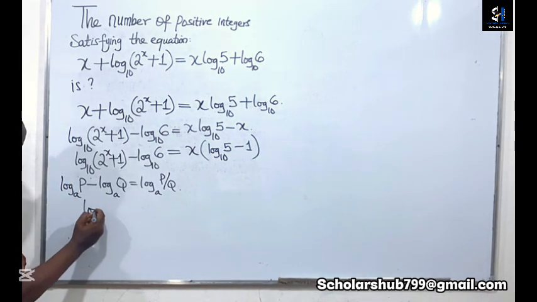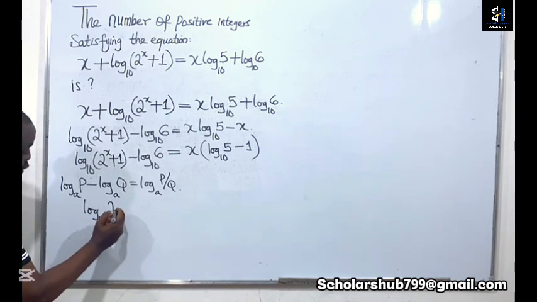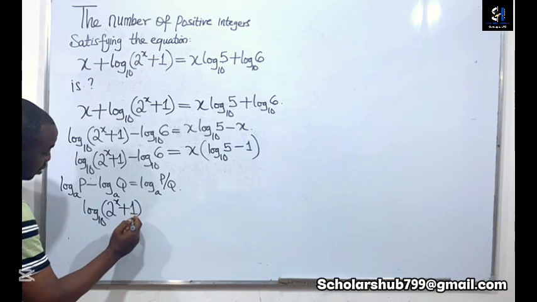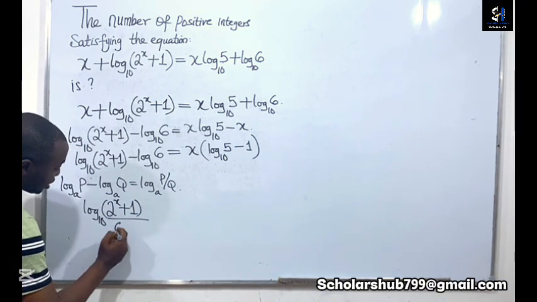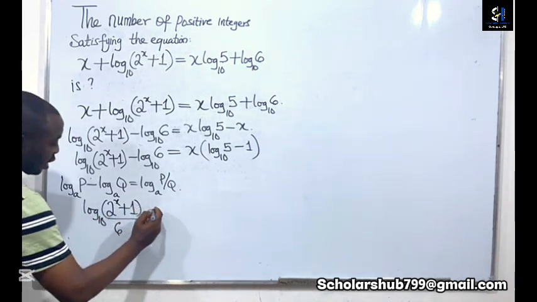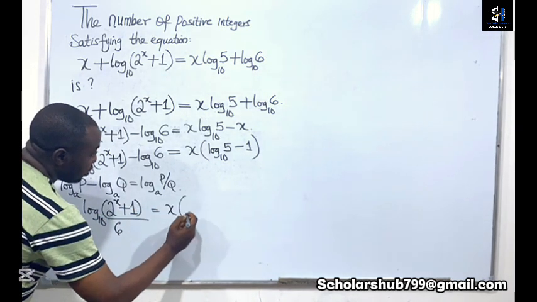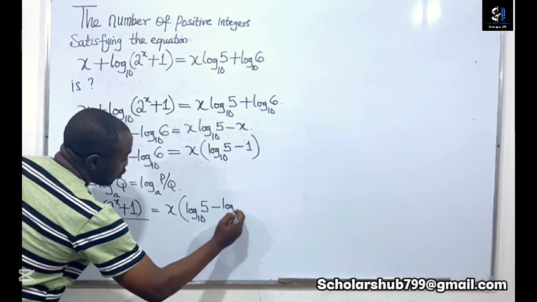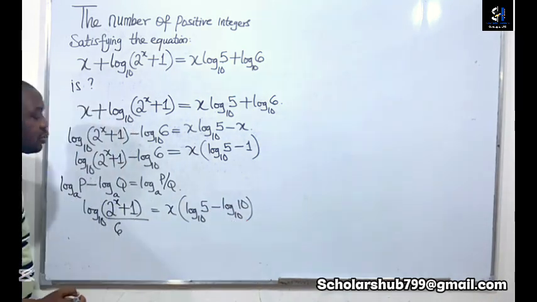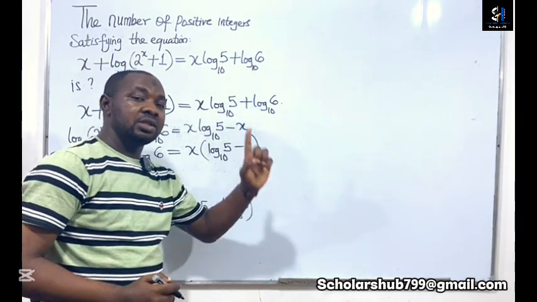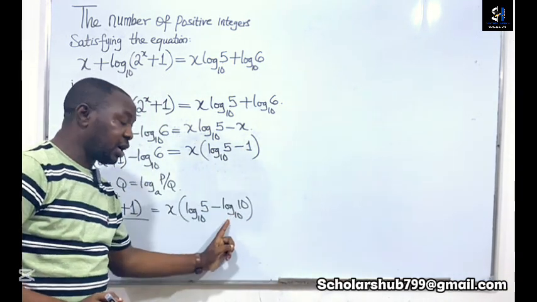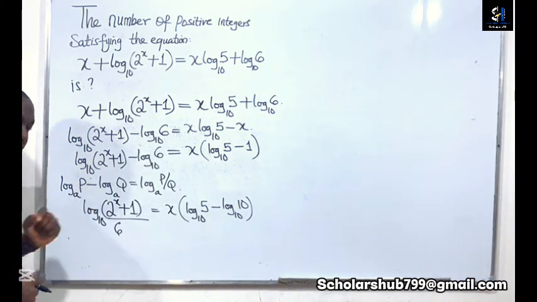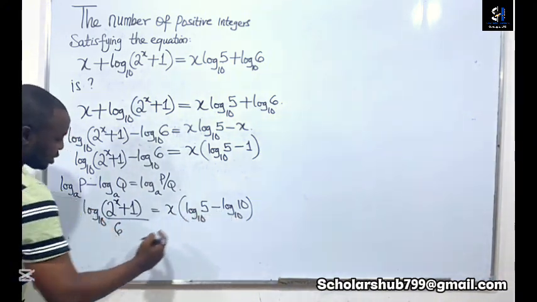So this will be log to base 10 of (2 raised to the power of x plus 1) divided by 6, and this will equal x times (log to base 10 of 5 minus log to base 10 of 10), because log to base 10 of 10 is 1. So this 1 is the same as log to base 10 of 10. Now I can again apply this property on the right hand side.